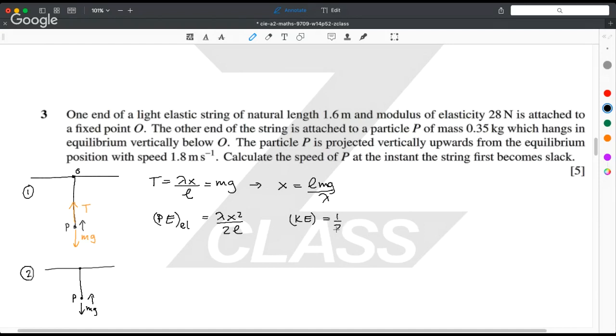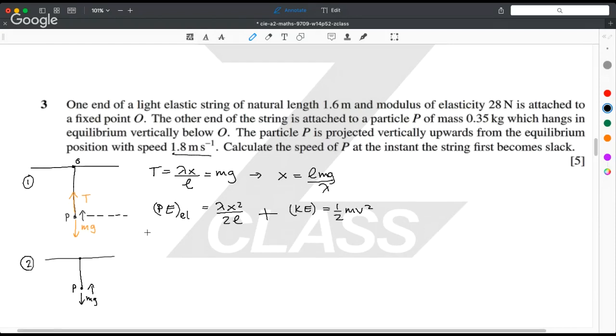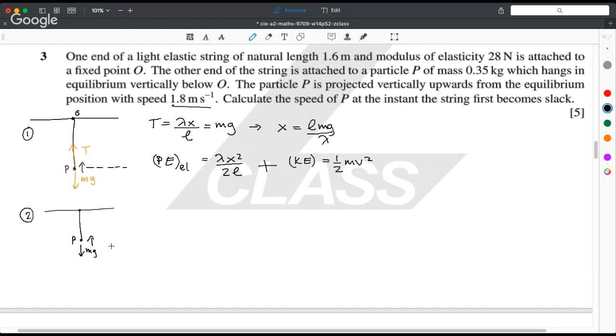And this is 1/2 mv squared, and we have all of these quantities as well. We have m, and we're told that v is 1.8. So these are the things that we add. Now there is no gravitational potential energy at this point, because we can just say that this is 0 height. And we're just looking at changes in potential energy. So all we care about is how far it's gone up now. So how far has it gone up?